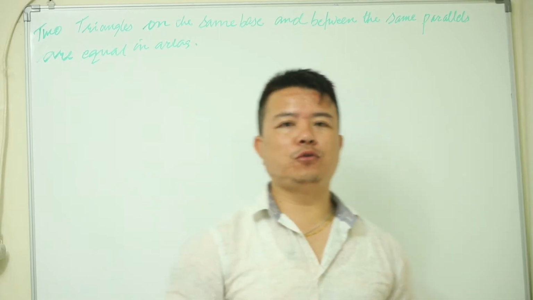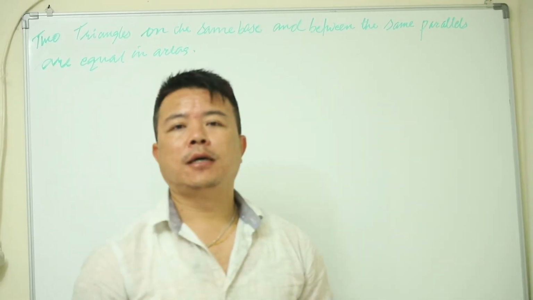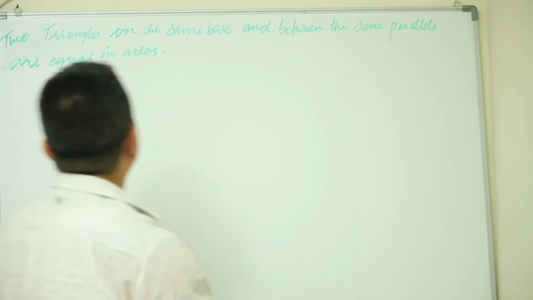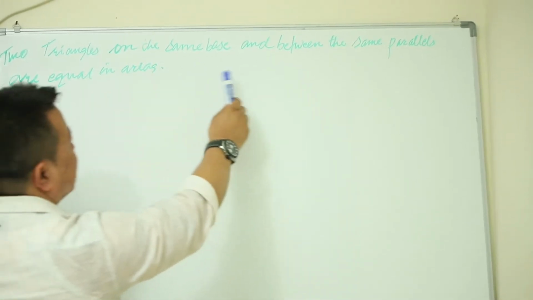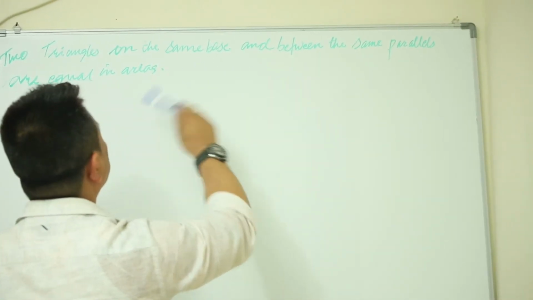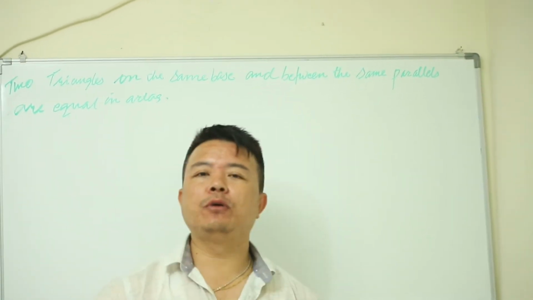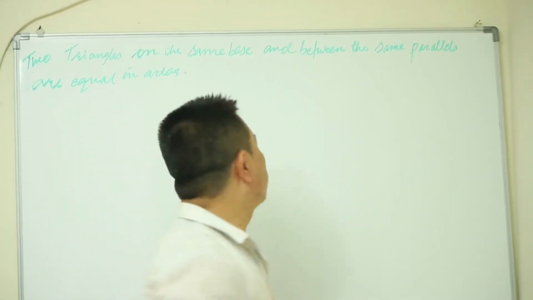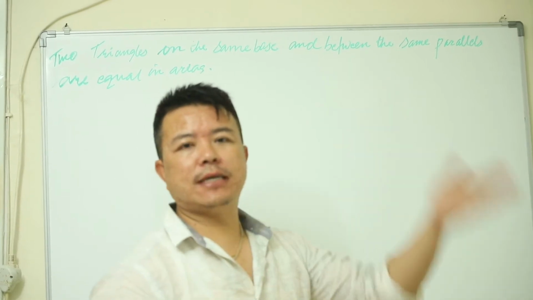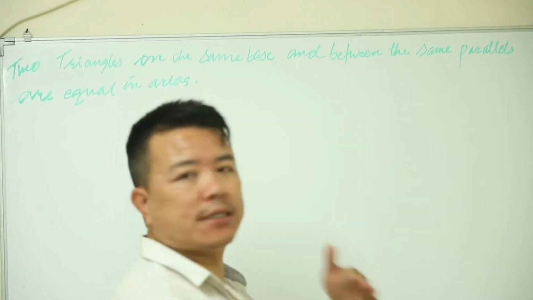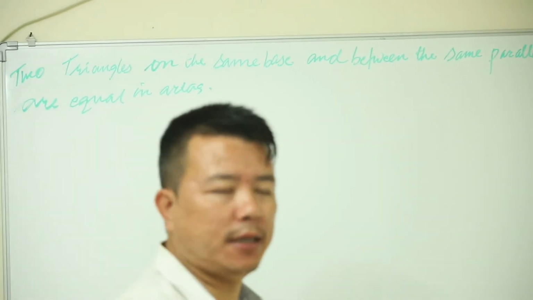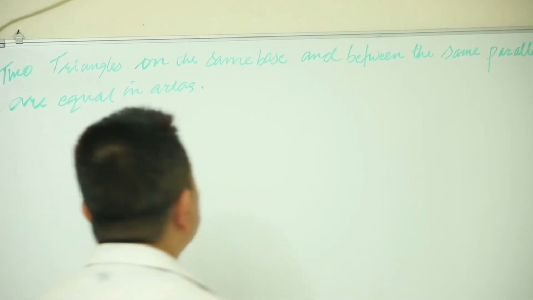Friends, today we are going to do theorems on triangles. Two triangles on the same base and between the same parallels are equal in areas. So today we will prove that two triangles that stand on the same base and are between the same parallels are equal in area. So let's go towards the theorem.